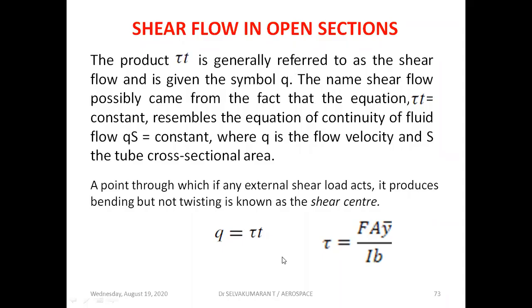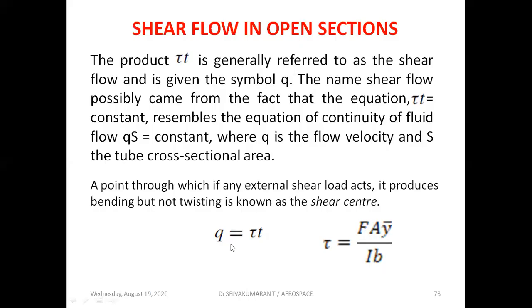Very, very important. So this is the very familiar expression, tau is equal to F A y bar by I b, which we have used to calculate the shear stress values and to plot the shear stress distribution in the case of beams. Now we introduce a new parameter, shear flow q. q is equal to tau into t.